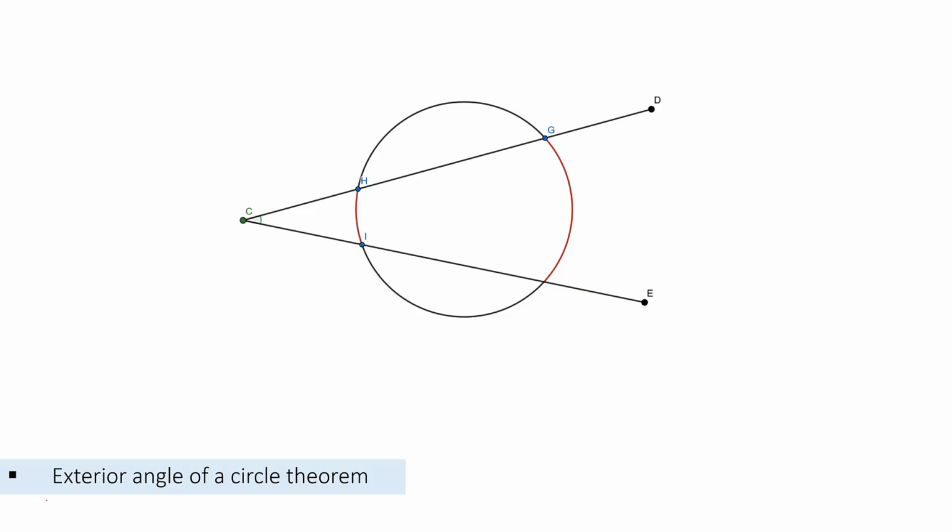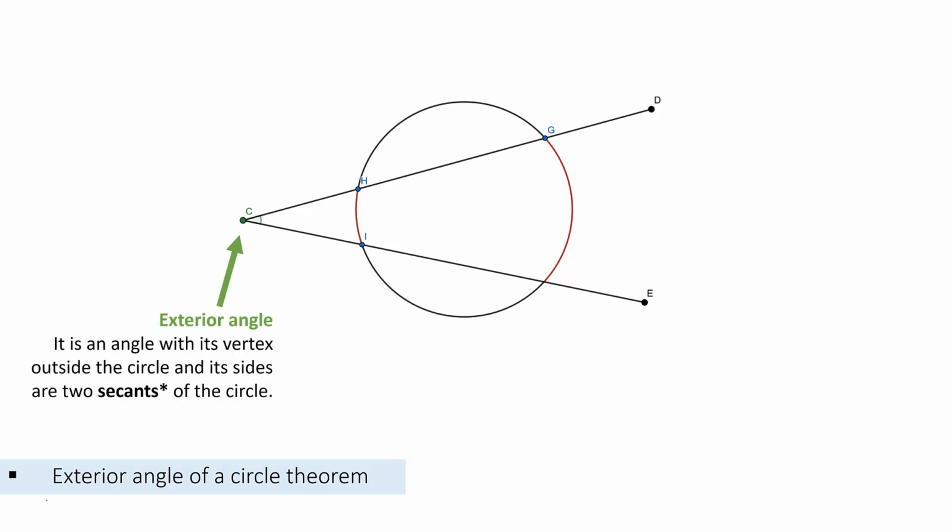In this video, we are going to see the exterior angle of a circle theorem. Before we see the theorem, let's understand what is an exterior angle. An exterior angle is one with its vertex outside the circle, and its sides are 2 secants of the circle. A secant is a line that intersects the circle at 2 points.